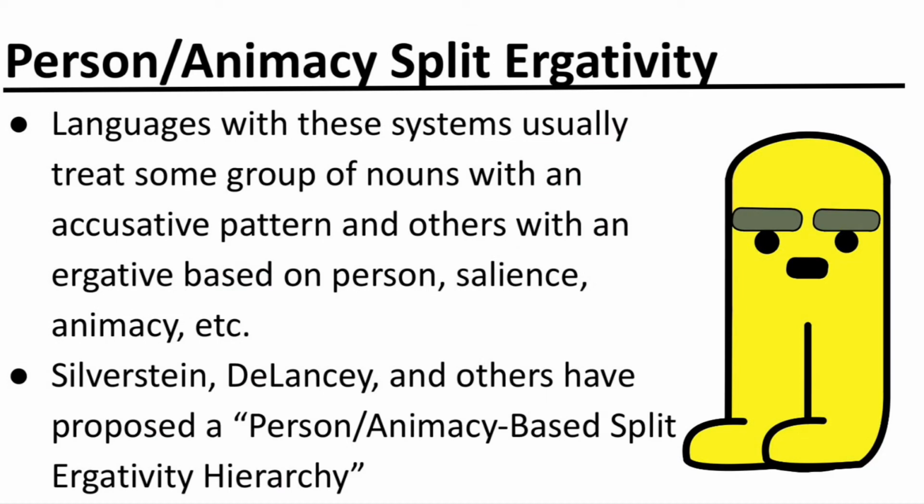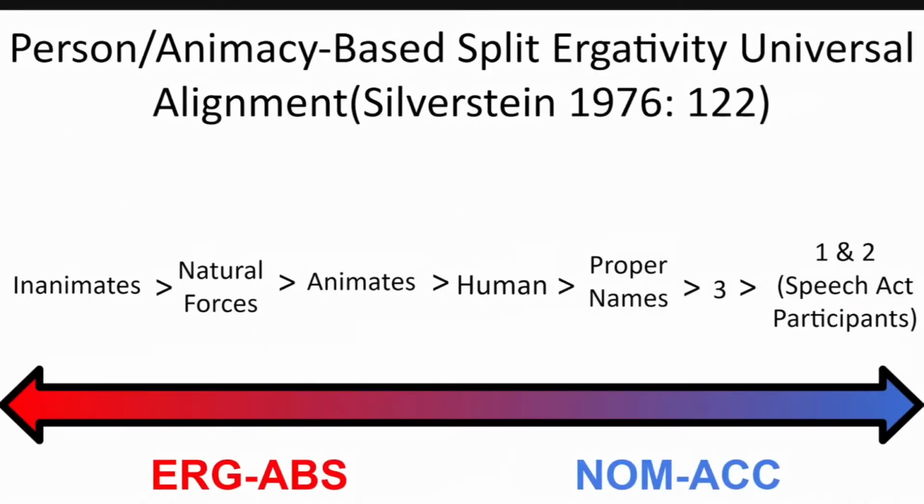Silverstein, Delancey, and many others have proposed a person animacy hierarchy to show which nouns are more likely to be treated ergatively or accusatively. First or second person nouns, also known as speech act participants, in all attested cases with these systems are treated accusatively, while inanimate nouns and often all third-person nouns are treated ergatively.